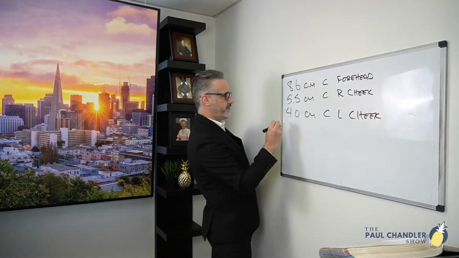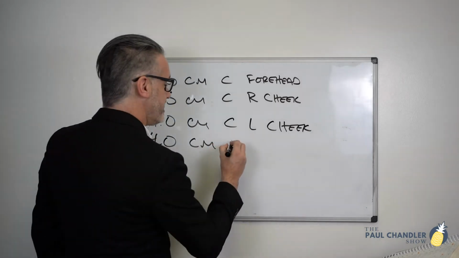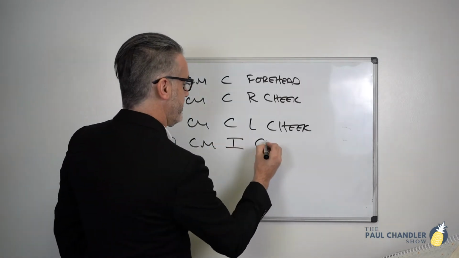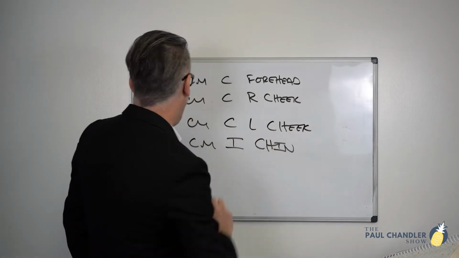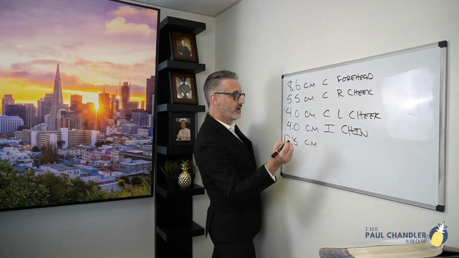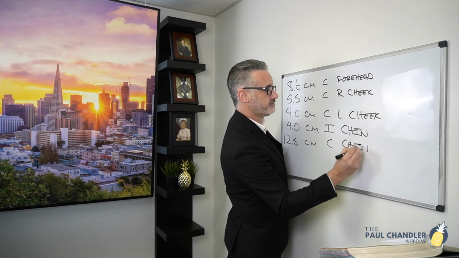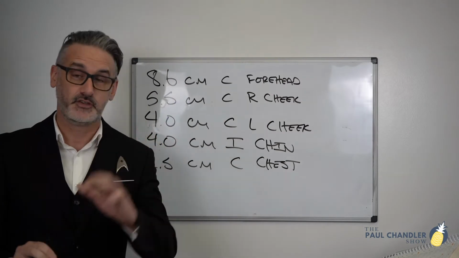And let's do a 4.0 centimeter. Now we'll change up to an intermediate repair closure on the patient's chin. And let's do a 12.5 centimeter complex closure on the patient's chest. So in this case, we have 5 different locations.